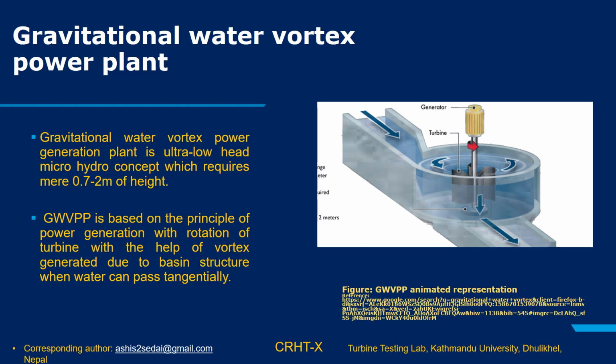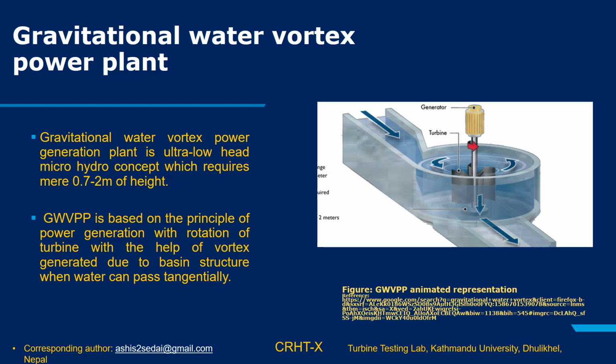So moving to the topic, gravitational water vortex power plant. As I already said, this type of power plant comes under micro hydro, and this is an ultra low head hydropower concept. That is, it requires just 0.7 to 2 meter of height. And the best thing about this hydropower plant is it is suitable in all three regions of Nepal: mountainous, hilly, and Tarai.